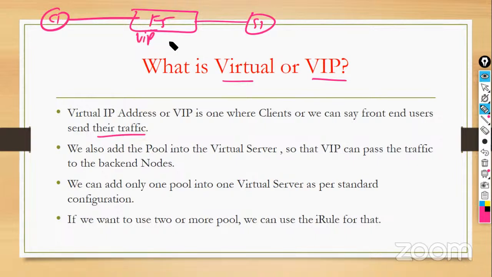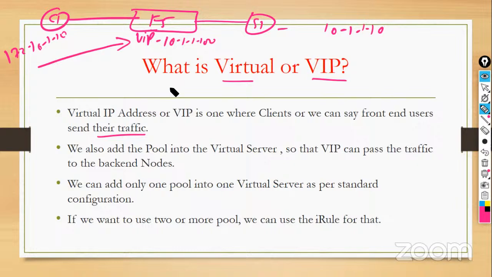For example, the VIP we configure is 10.1.1.100, and here we have 10.1.1.10. The client is 172.16.1.10. So whenever this client sends traffic, it will always forward to the VIP. It will reach this VIP only.